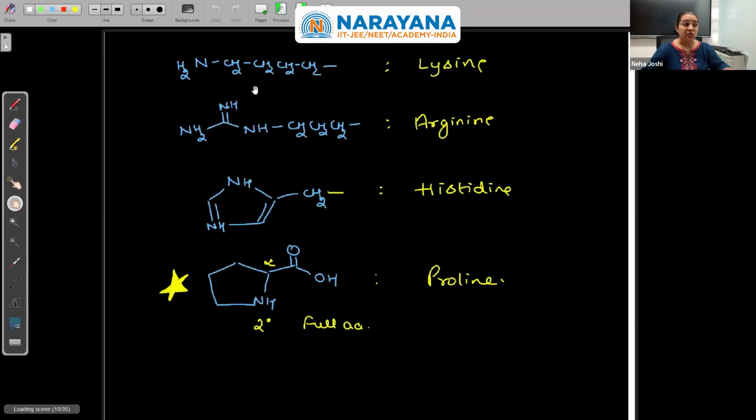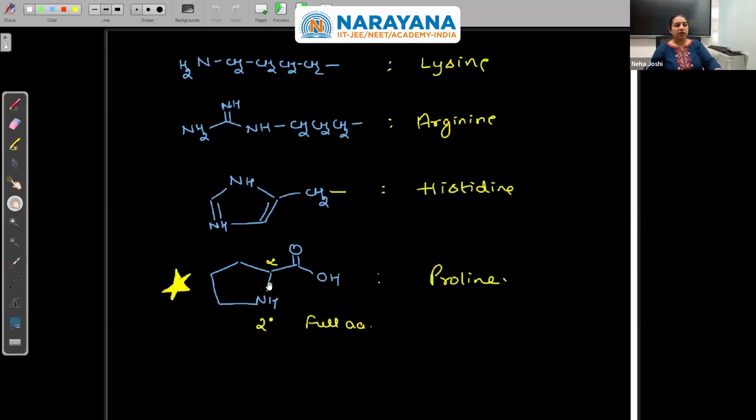Basic amino acids: we have three. Lysine, which is 4 times CH2 then NH2. Arginine, 3 times CH2, and guanidine. Histidine is CH2 and this structure: from the point of attachment, you have nitrogen and then again nitrogen at the alternate position. And this is a full amino acid. It is not the R we are writing here, with a secondary NH group.